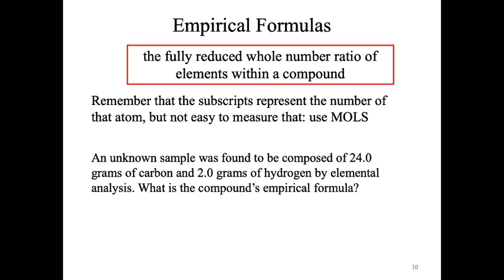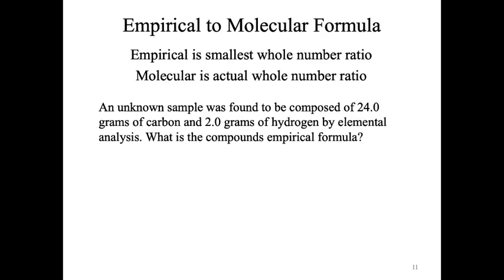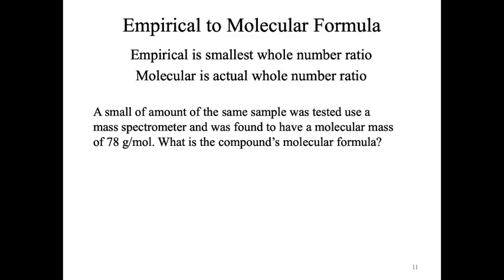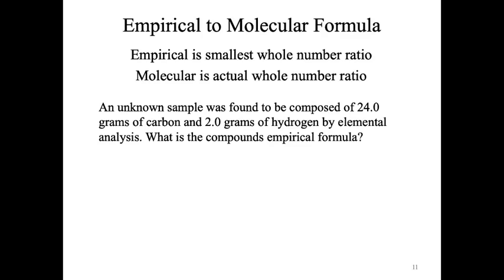So, an unknown sample. We're going to jump to this one. An unknown sample was found to be composed of 24 grams of carbon, 2 grams of hydrogen by elemental analysis. What's the elemental analysis? It's the experiment that was done to determine those numbers. Don't stress about it. What is the compound's empirical formula?